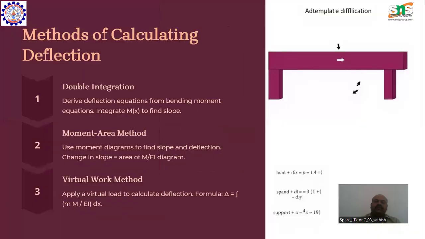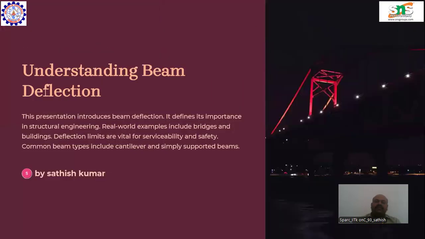Hope you would have understood what is deflection of beams. The major summary of this presentation is to find the slope and deflection of any given beam using moment, modulus of elasticity, moment of inertia, and to understand where the maximum bending moment happens, where the maximum deflection happens.